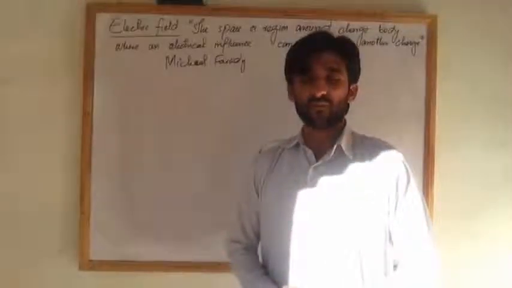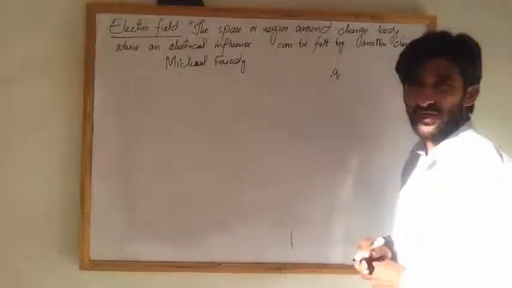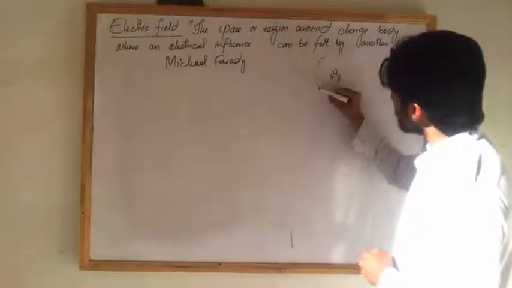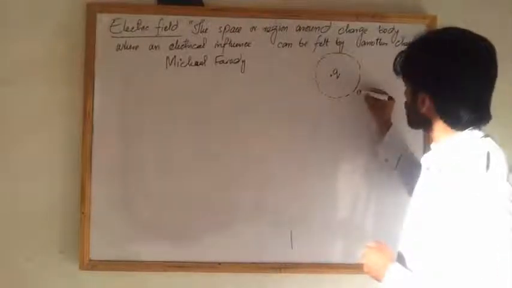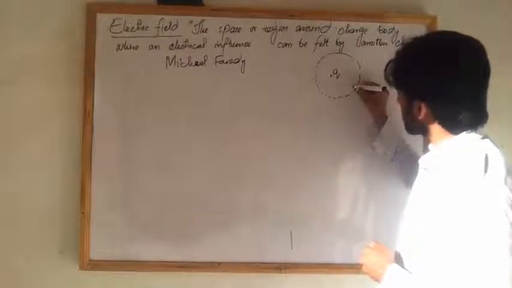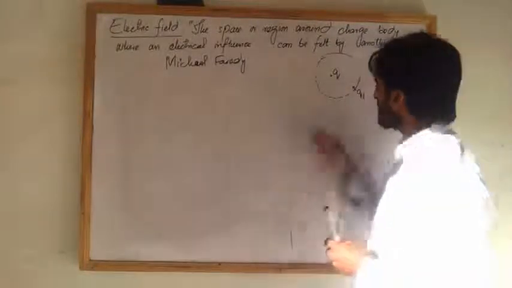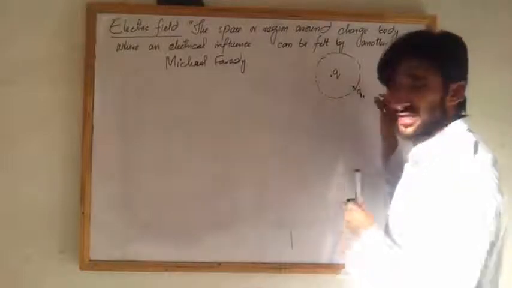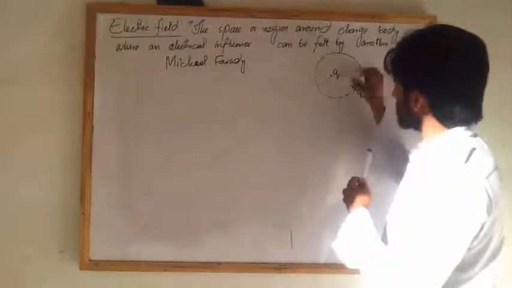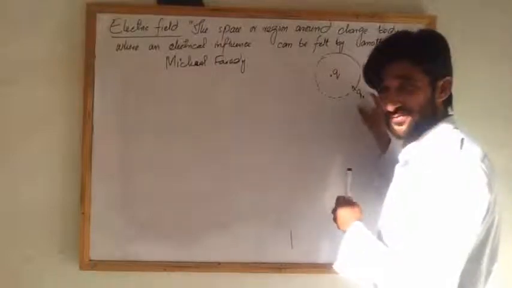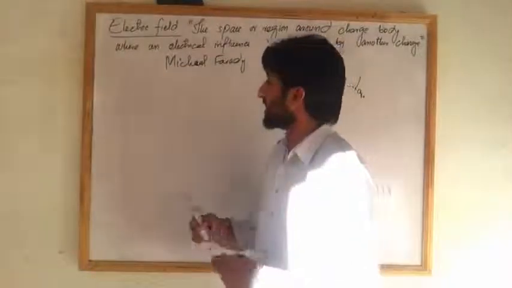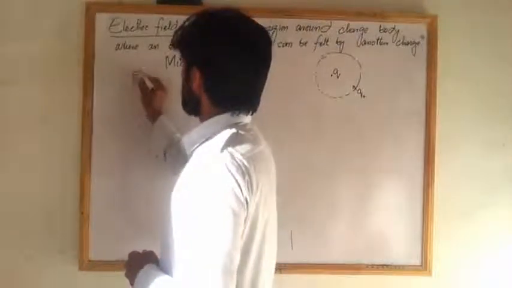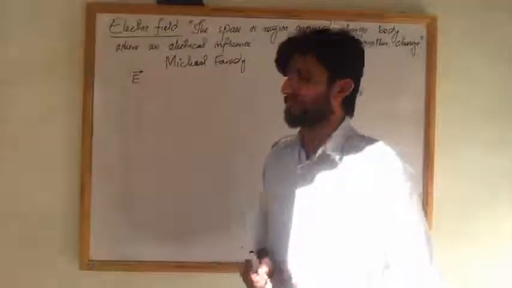It means that if Q is some kind of a charge over here, then this Q will have some kind of a field around it, and whenever another charge, suppose Q naught, enters this field, it will experience some kind of a force due to this charge. So this is called an electric field, and we denote it by E.